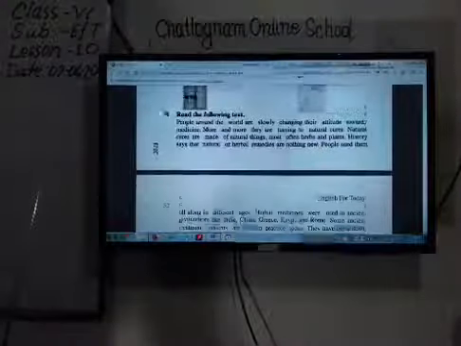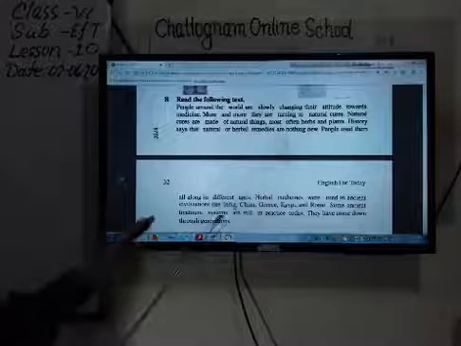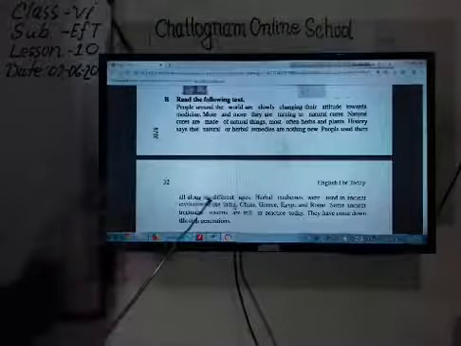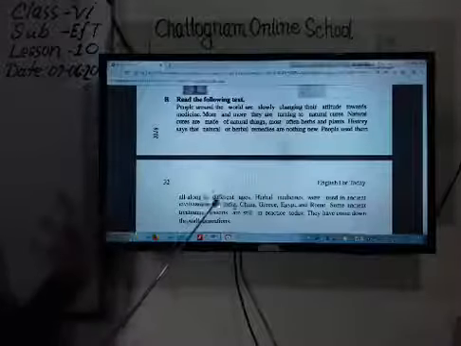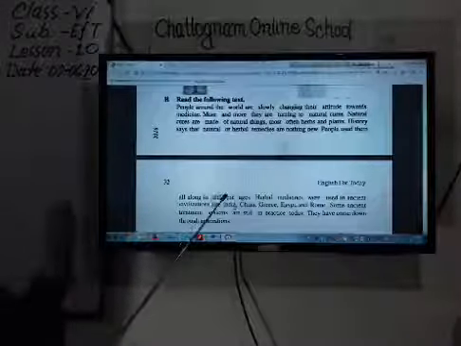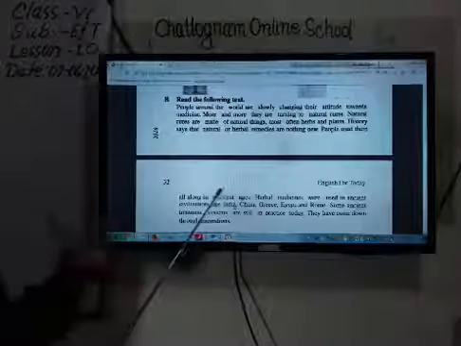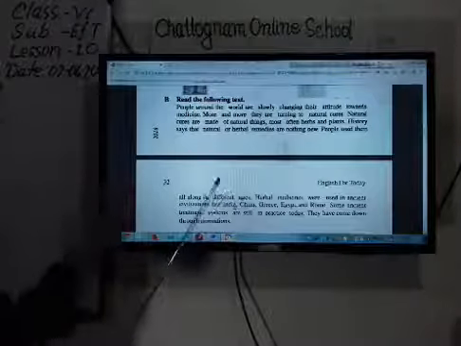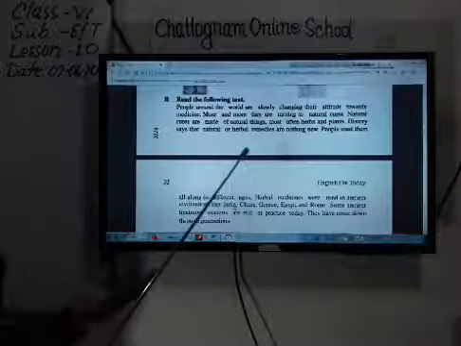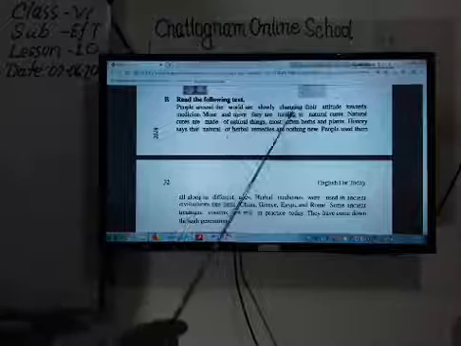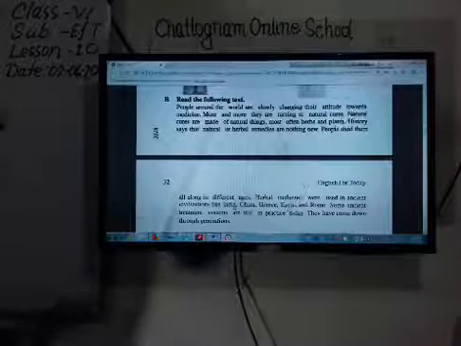Okay students, now let's go to section B. You know, there is a passage, and this type of passage will be set for your exam. From this passage, you will get some MCQ and question-answer items. For that reason, you should understand the meaning of these sentences. So let's read. People around the world are slowly changing their attitude towards medicine.